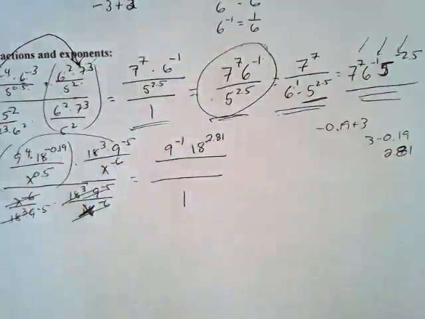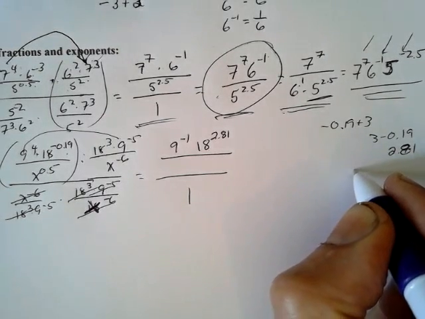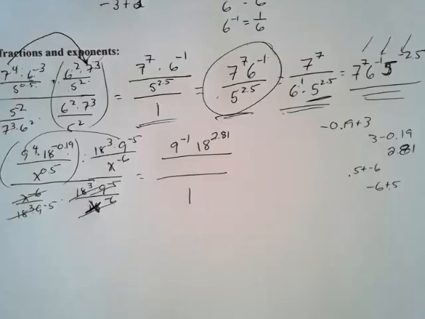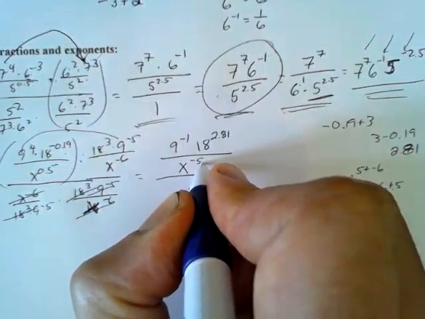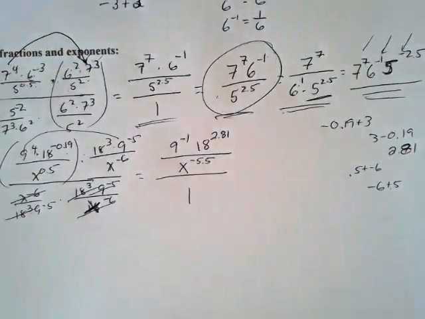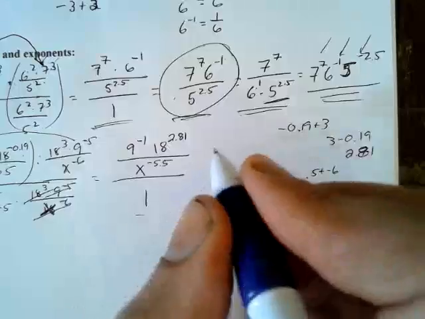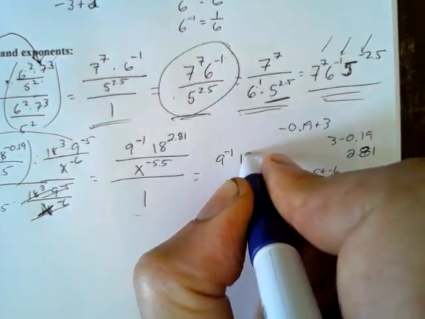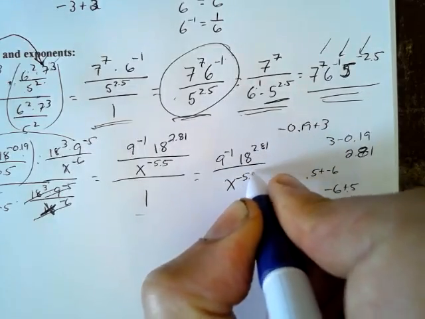divided by x to the negative 6 times x to the positive 0.5. So here again, we'd have negative 6 plus 0.5. Sorry, that would be a 0.5, or negative 5.5. So we have x to the negative 5.5. Again, everything is over 1, so we could simplify this by saying 9 to the negative 1, 18 to the positive 2.81 over x to the negative 5.5.